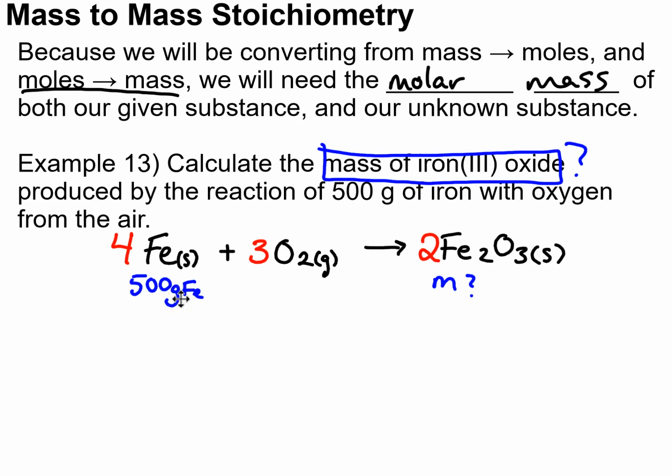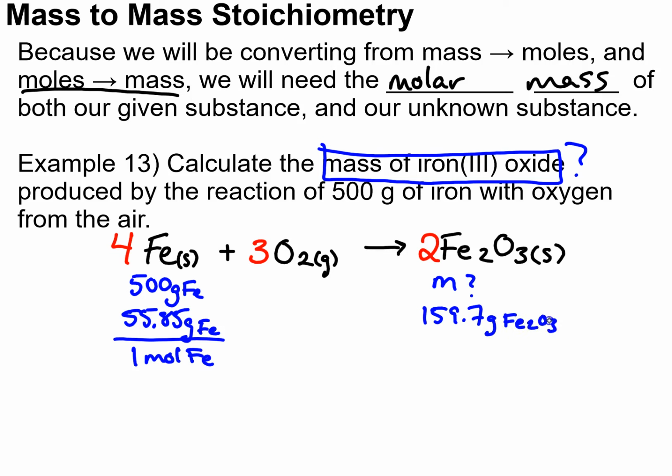If I want to convert this into moles, I have to have the molar mass of iron. So the molar mass of iron is 55.85 grams, and I'm going to label it per 1 mole of iron. So in 1 mole of iron, there is 55.85 grams of iron. Well, we need the mass of iron 3 oxide, so we're going to have the molar mass of iron 3 oxide. No problem. 159.7 grams of iron 3 oxide per 1 mole of iron 3 oxide.